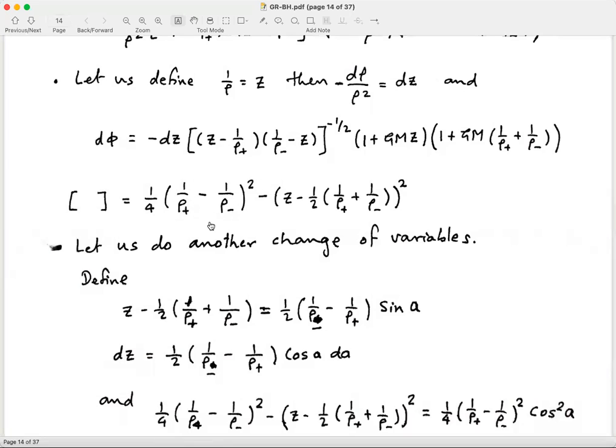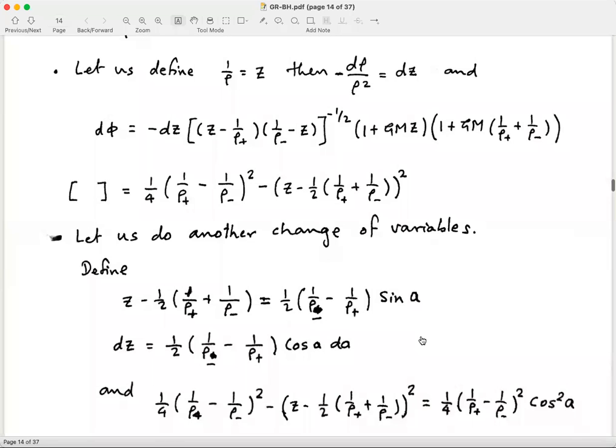That is just the radius of the circle. So you write down z minus half 1 over rho plus rho 1 over rho minus is equal to this radial factor times sine a. Okay, so you trade off z by a. So dz would be written by this quantity times cos a dA. Okay.